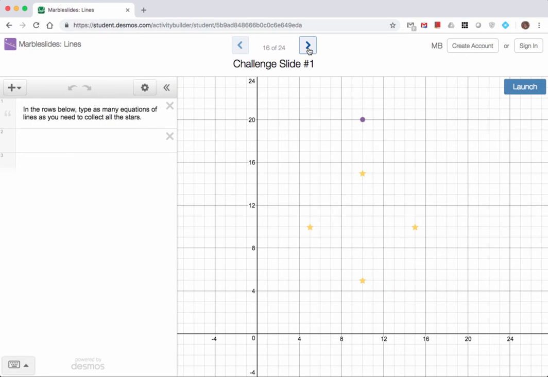This is our first challenge slide. We need to take out those 4 stars. They say in the rows below, type as many equations as lines as you need to collect all the stars. Well, notice if we launch right away, we'll knock out 2 of them, but that's not going to be any good because we need to take out all 4, okay? So how are we going to do that?